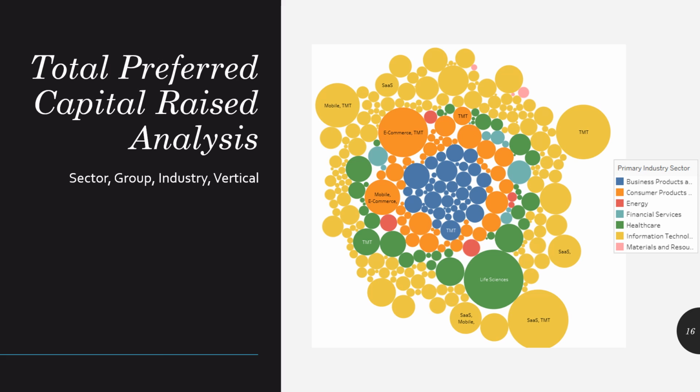For industry and sector analysis, we can see that once again, IT is extremely well performing for total preferred capital raised, followed by business products, consumer products, and healthcare. Among the IT sector, SaaS and mobile verticals were solid performers, and e-commerce was another good vertical within the consumer products industry. The life sciences vertical within the healthcare industry was the second highest for the total preferred capital raised. When looking at how this chart has evolved over time, healthcare has seen significant growth, IT has remained somewhat stable, and business products and consumer products have both declined considerably.